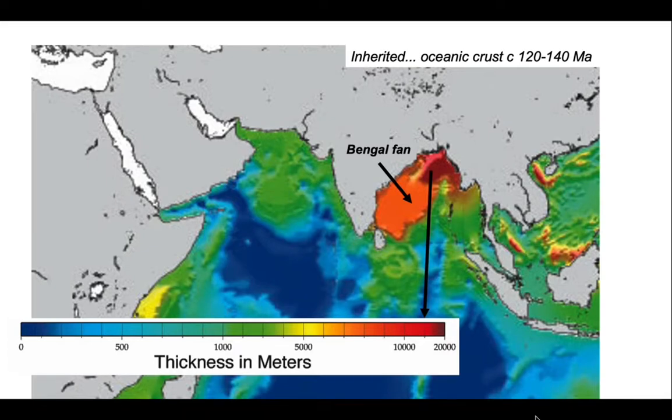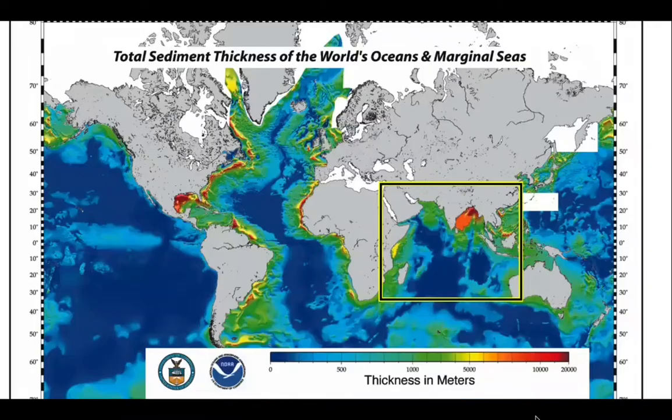This is an inherited hole. The sediment is ponding on top of oceanic crust that's 120, 140 million years old. The sediment's obviously happening today and through the past several tens of millions of years. So we have an inherited hole along the southern edge of the Asian continent into which sediment is being poured. And we can see this is a really important process generally around the margins of the world's continents.